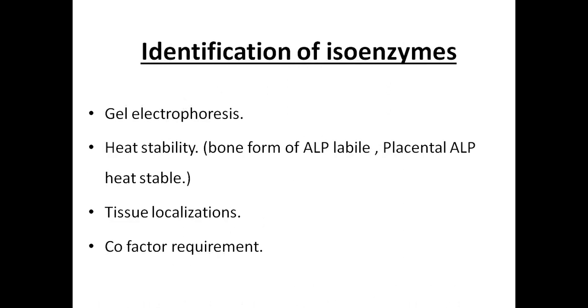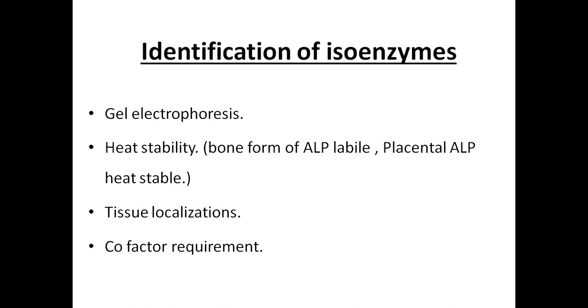Isoenzymes can be identified by a technique called gel electrophoresis. Heat stability is another important property for identification. The bone form of ALP is labile, whereas placental ALP is heat stable. That means if you heat the bone form it becomes inactive, whereas placental ALP remains active.